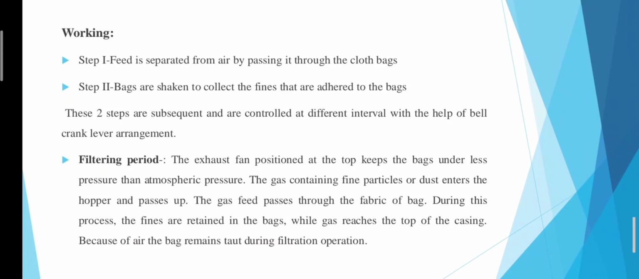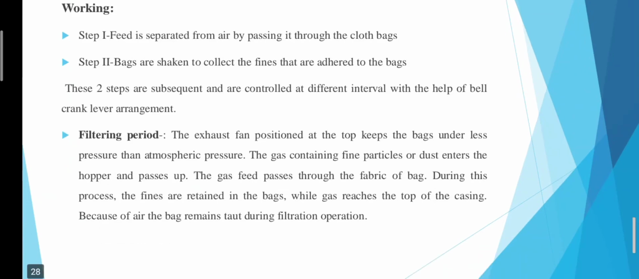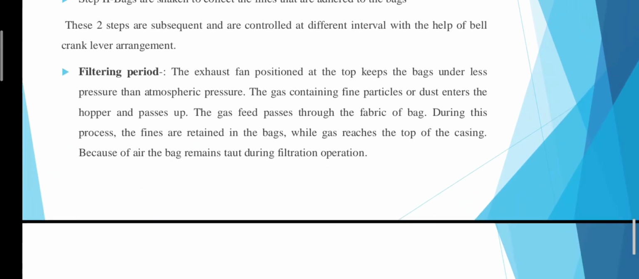Working: step one, feed is separated from air by passing it through cloth bags. Step two, bags are shaken to collect the fines that are adhered to the bags. That means we pass our samples in the bag, and some adhere to the bags. These two steps are subsequent and are controlled at different intervals with the help of a bell crank lever arrangement. Filtering period: the exhaust fan positioned at the top keeps the bags under less pressure than atmospheric pressure.